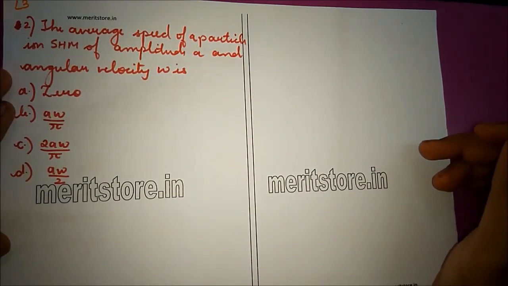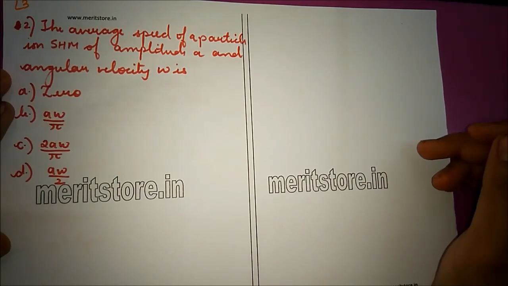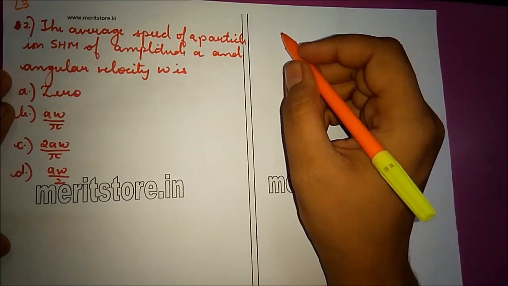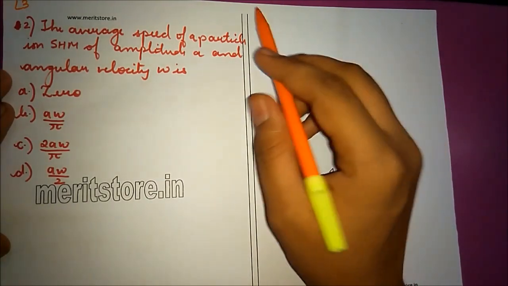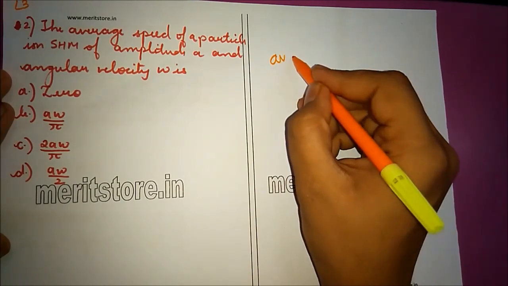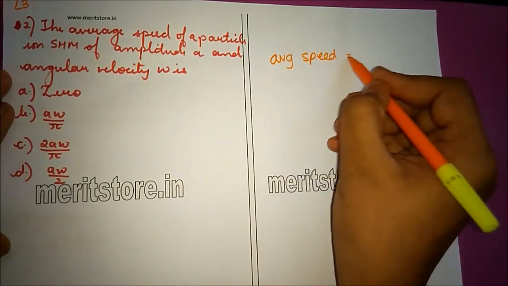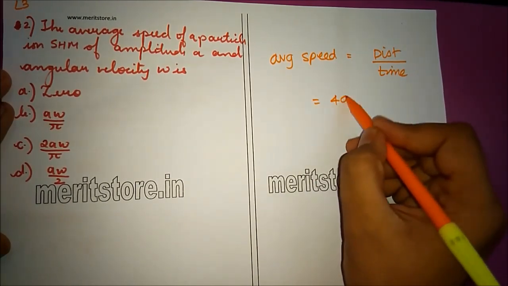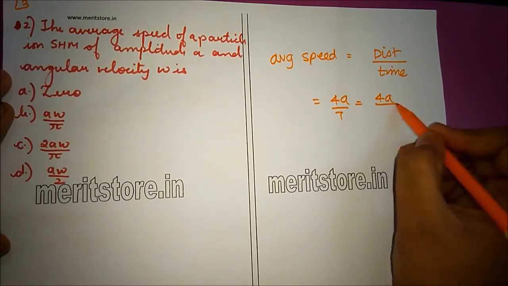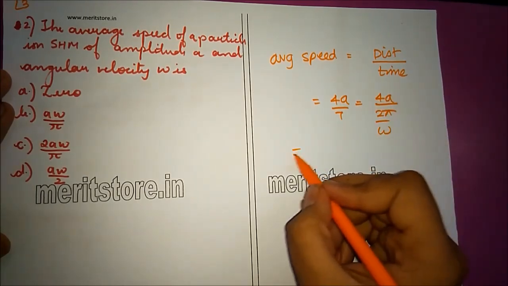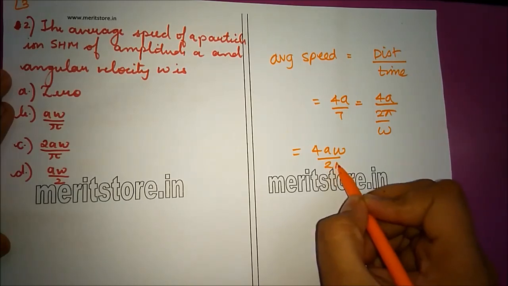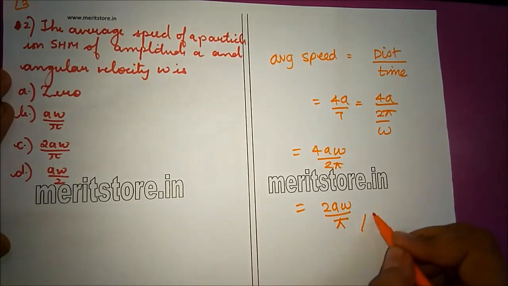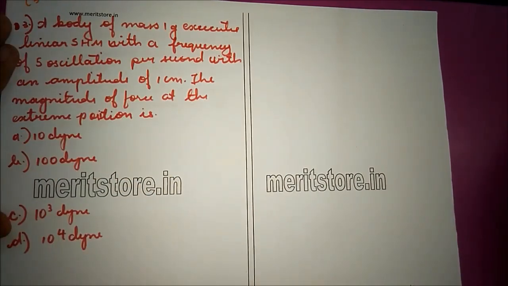Question 2. The average speed of the particle in SHM of amplitude A and angular velocity omega is. In one oscillation, distance covered is 4a and the time taken is T. So average speed is distance upon time, which is equal to 4a upon T, 4a upon 2 pi by omega, which is equal to 4a omega upon 2 pi, which on solving we get 2a omega upon pi. So option C, 2a omega upon pi.